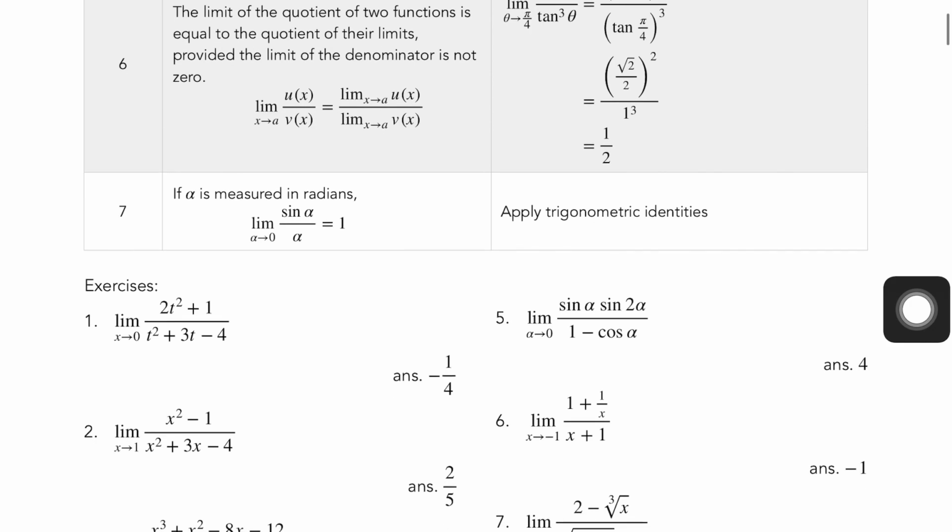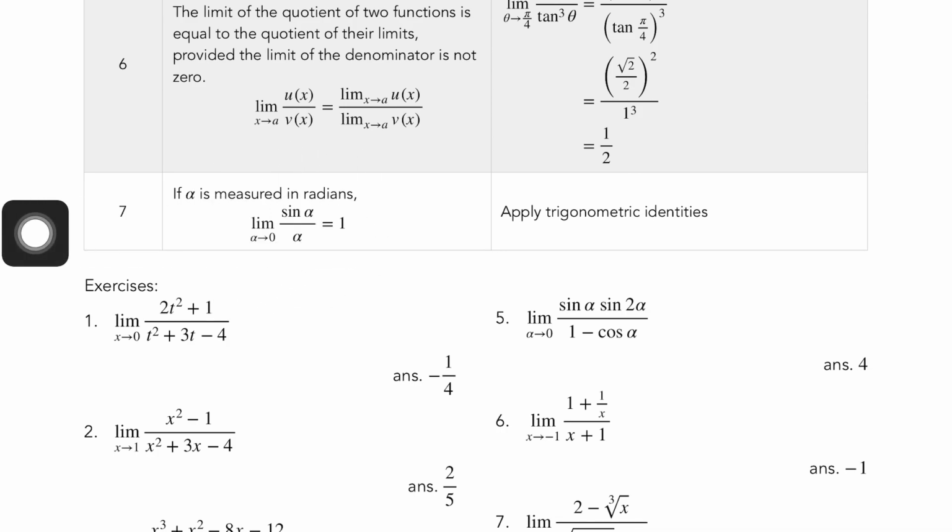And for our last theorem here, a correction of what I said earlier: we have 8 theorems in this material, but actually we have only 7. So if alpha is measured in radians, then the limit of sine alpha over alpha as alpha approaches 0 is equal to 1. This is a property, or a theorem.